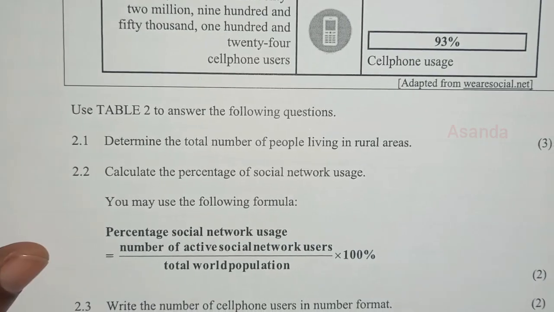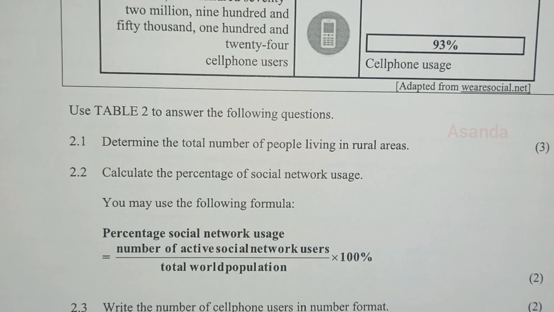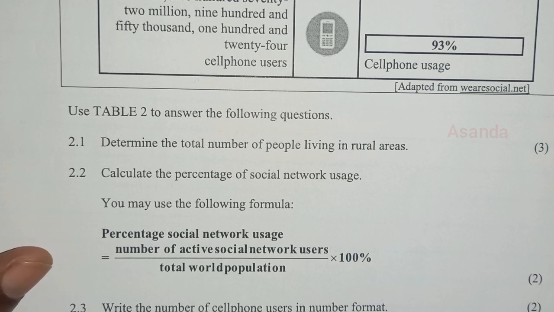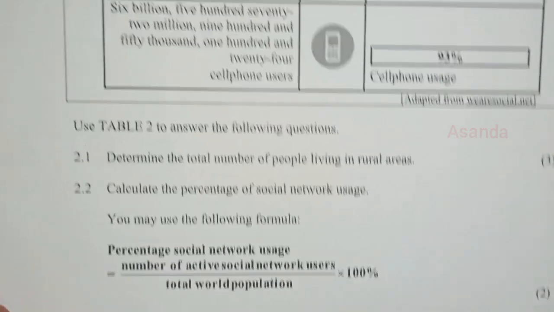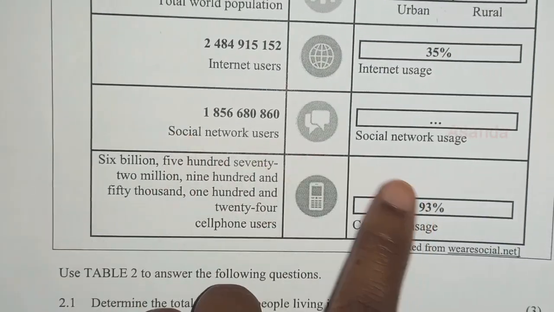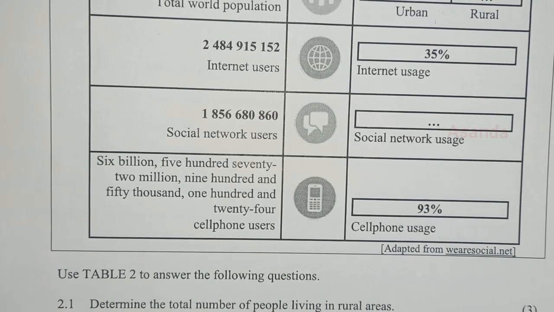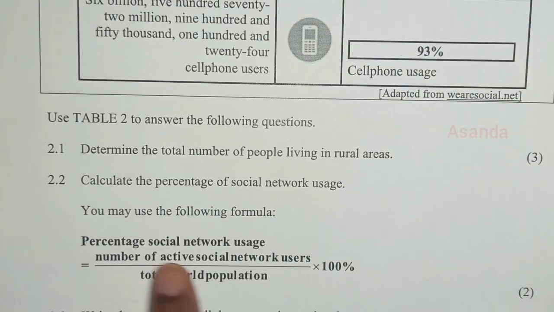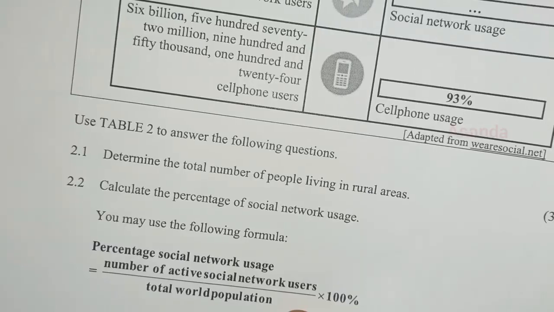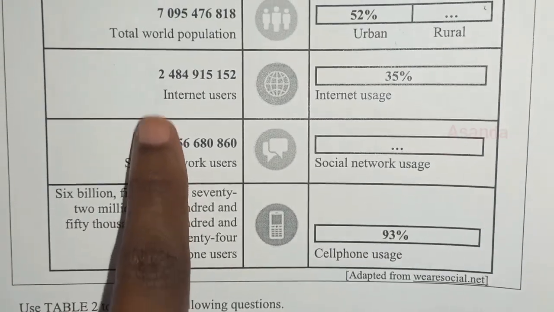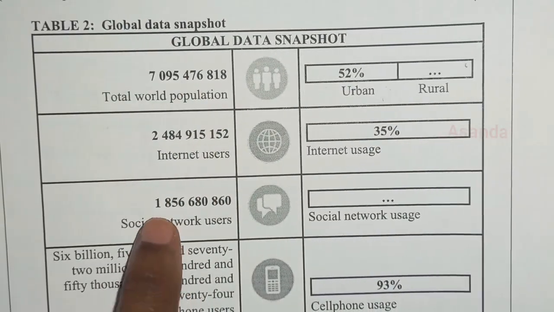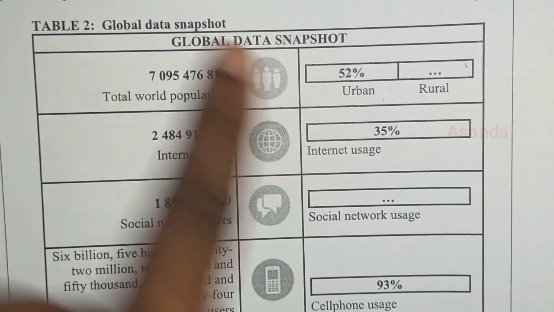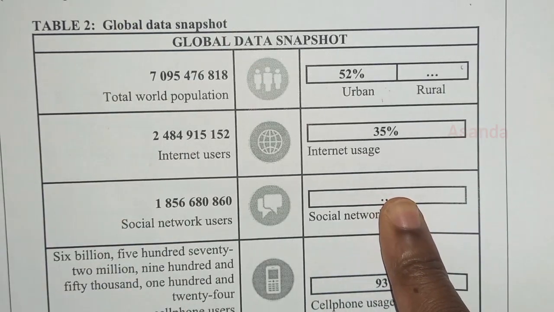So now we're going to go to number 2, which says calculate the percentage of social network usage. And they've given us a formula. They say percentage social network usage is the number of active social network users divided by total world population multiplied by a percentage. There it is. So we're going to take this number and divide by this number, and then it's going to give us the social network, right?